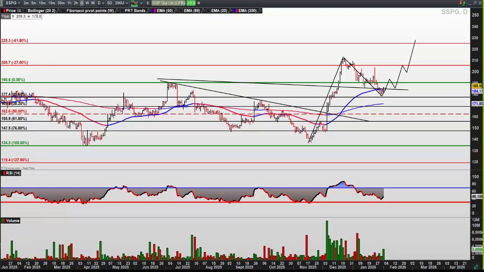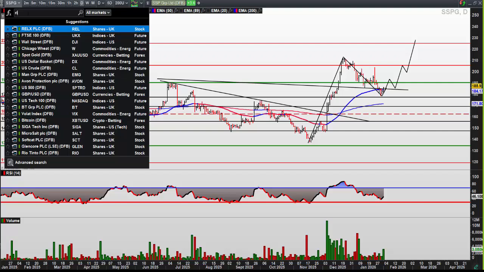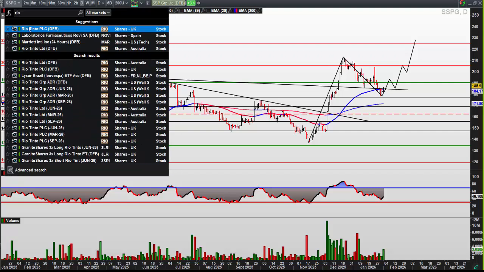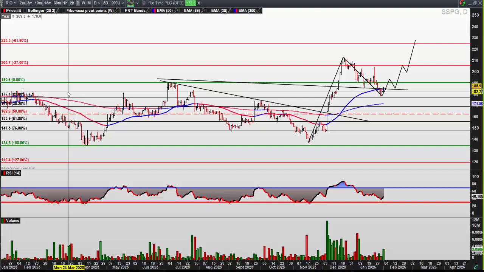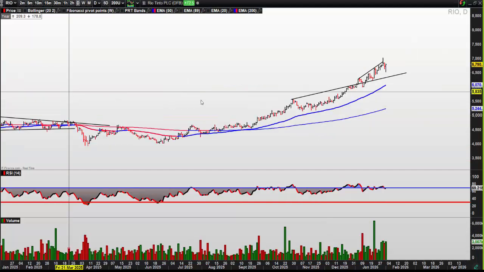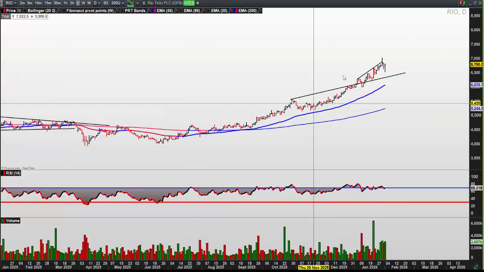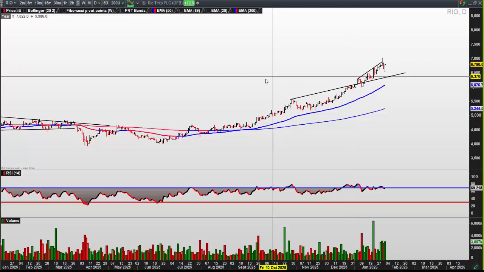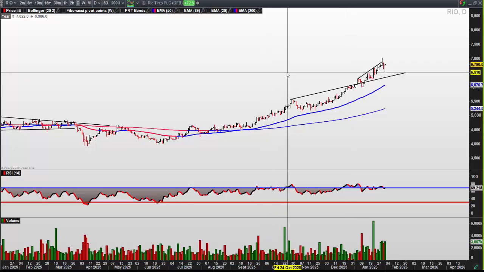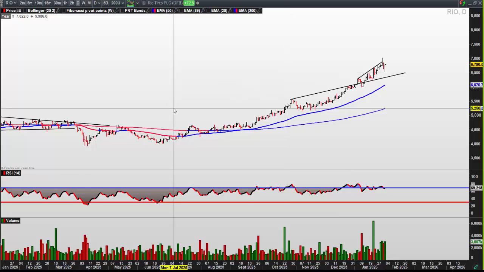And the other one on my list to look at is of course Rio and Glencore. Sweet move. I was looking for a deeper retracement into 63. It's not done it. So today we're coming to 65 and got around there at 68.